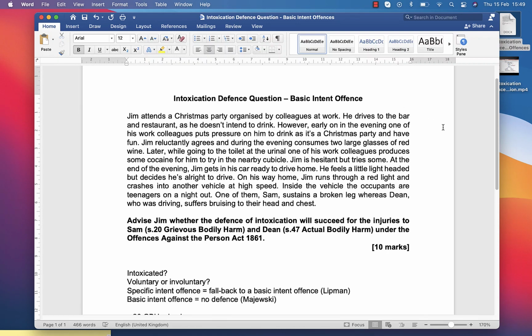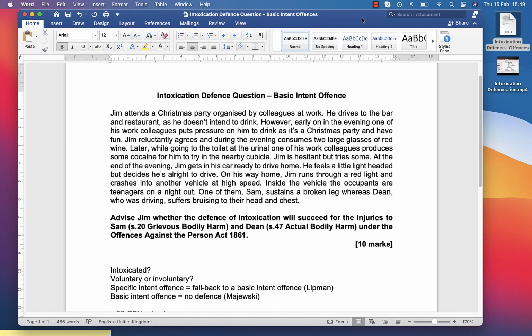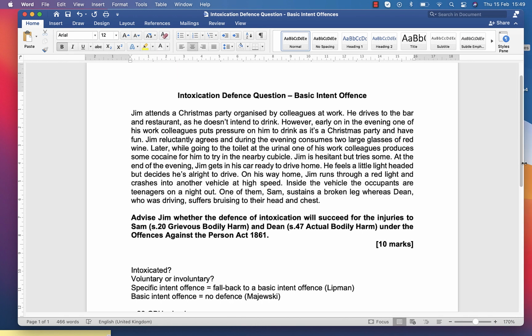Okay, welcome back everyone. As promised, wanted to look at how you would structure an intoxication defense question. I'm going to show initially how to do one for a basic intent offence or offences. I don't show any AQA A-level law past questions because I'm not allowed to. So here is a problem scenario that I've created myself, and let's just have a look at that.